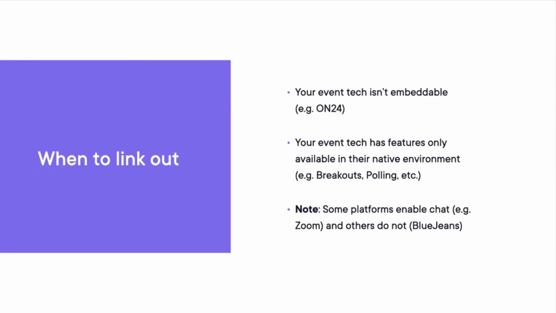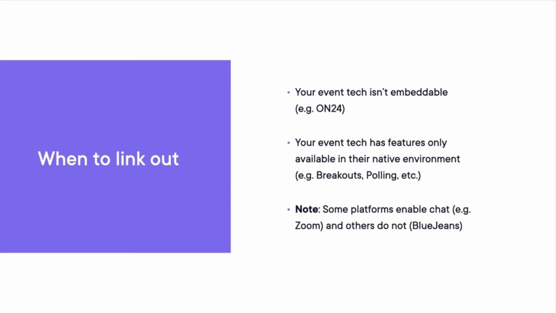So I mentioned the link out. When would you use the link out instead of embedding? Well, one would be if your virtual event tech isn't embeddable. For example, we're using On24 today. This cannot be embedded in other places. So if I wanted to, I could use the Virtual Event Touchpoint to link out to it.